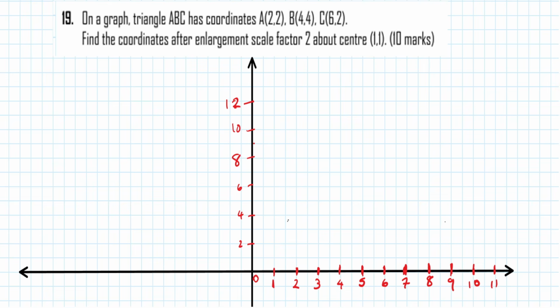Okay, let's try this question out. On a graph, triangle ABC has coordinates A (2, 2), B (4, 4), and C (6, 2). Find the coordinates after enlargement scale factor of 2 about center (1, 1). Okay, now let's draw that triangle first. A is (2, 2), so it should be somewhere here. B (4, 4) should be here, and that is A. This is B, and then we have C (6, 2), which should be here. So that is C.